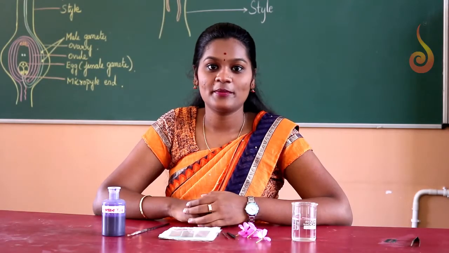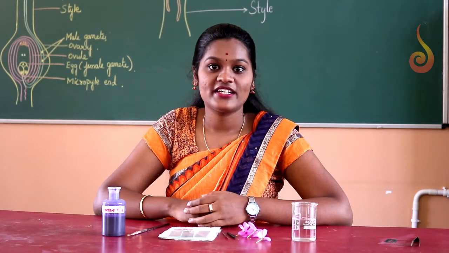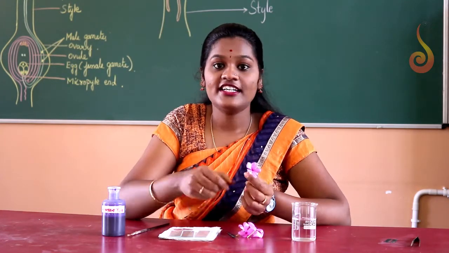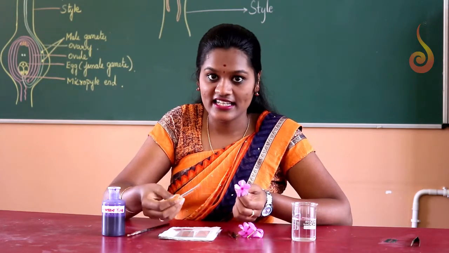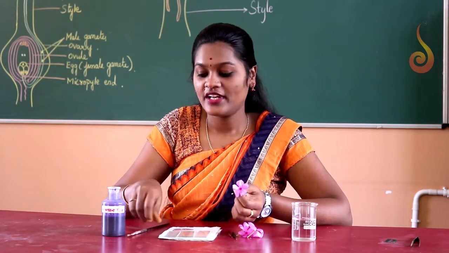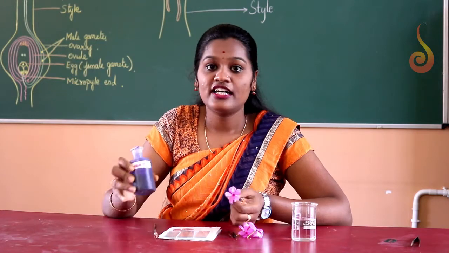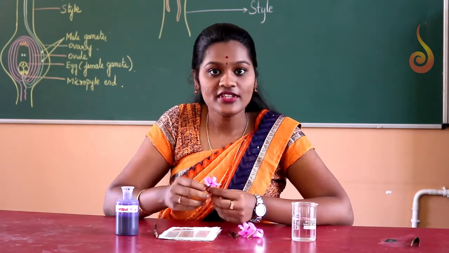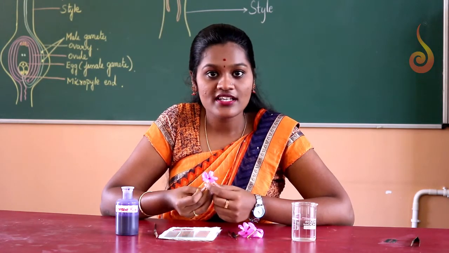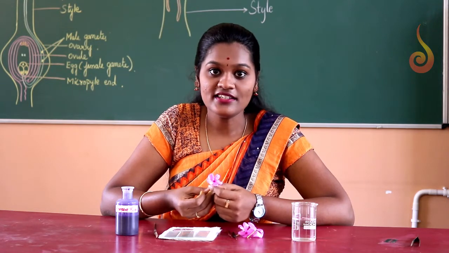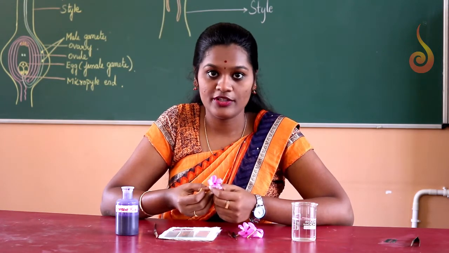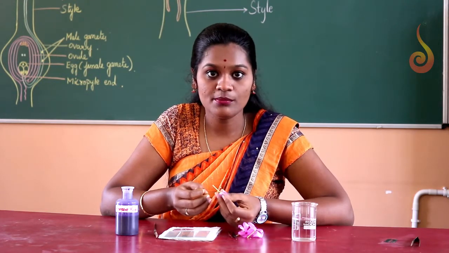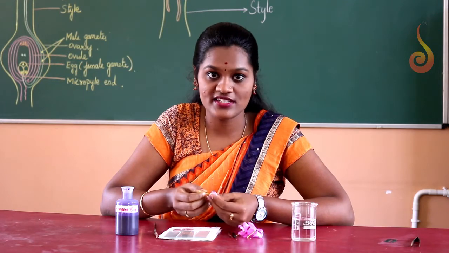Before starting the experiment, let us know the requirements. In this experiment, we use a specimen, Vinca rosea, a needle, a clean glass slide, a cover slip, a brush, and a methylene blue stain, which is a basic dye. Vinca rosea is a bisexual flower that contains both androecium and gynoecium. In this experiment, we remove only the gynoecium part of a flower, that is pistil.